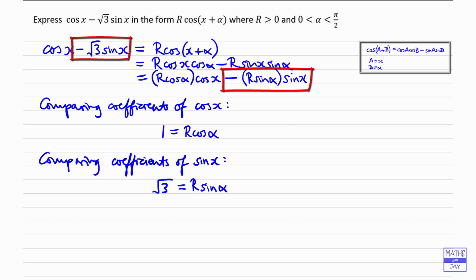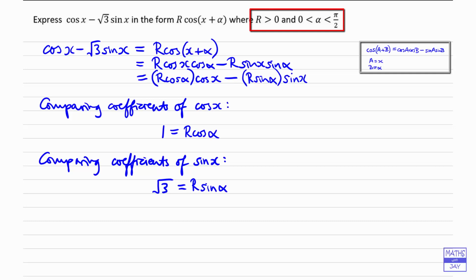Now, in these two equations, we would never expect to have any minus signs. If when you're doing this sort of thing, you do get a minus sign on one side and not the other, you'll know that you've gone wrong. Because notice at the very start in the question, we're told that r is positive and the angle alpha is acute. So we will never have any negatives popping in here.